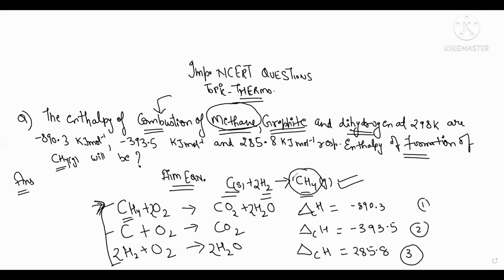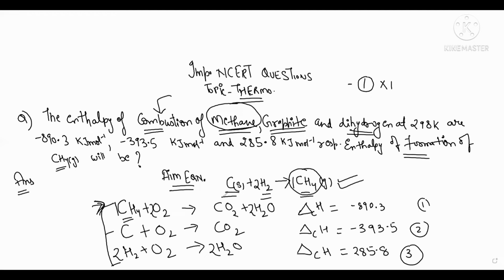Also, 1 mole of CH4 is needed in the aim equation, and 1 mole of CH4 is given in the first equation. So you just have to take the first equation, which should be multiplied by 1 only, because only 1 mole is required and 1 mole is given. But the given side is left and the aim side is right. So we have to multiply it with a minus sign also.